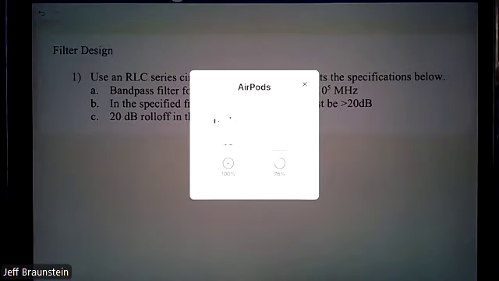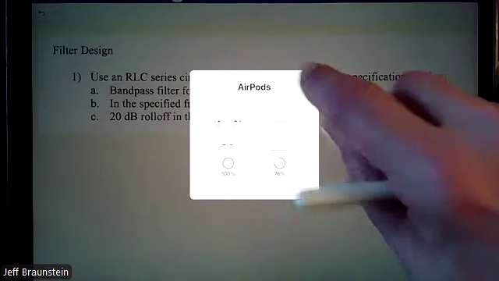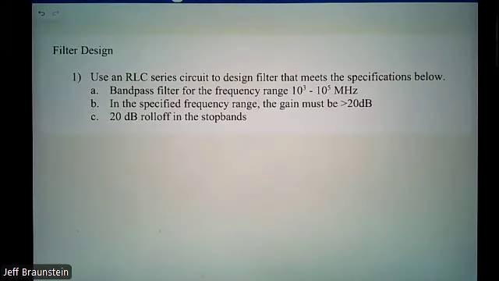Across the resistor. Oops, sorry, I keep opening my iPod case in my pocket. Something you shouldn't do is stick your hands in your pocket and fiddle with stuff. It's not good teaching style, but I do it a lot.